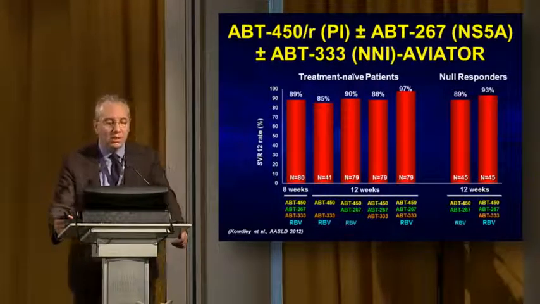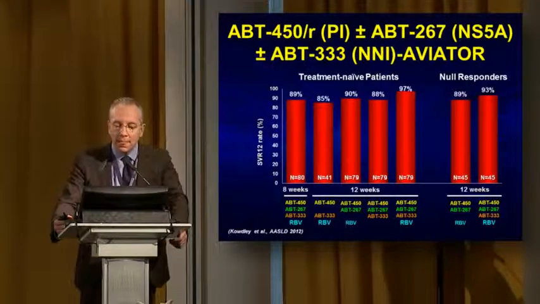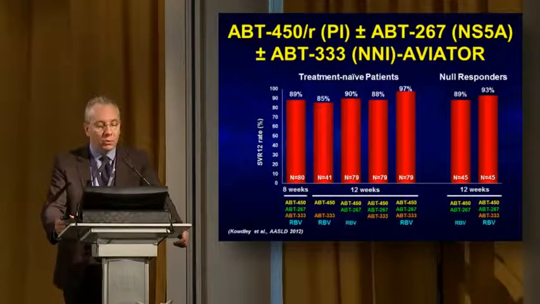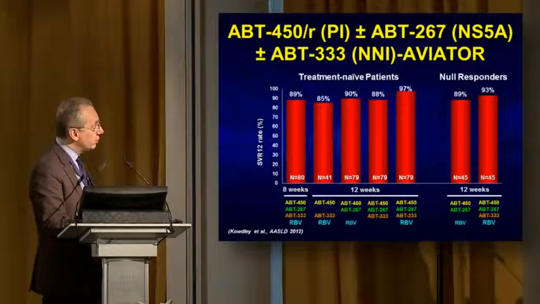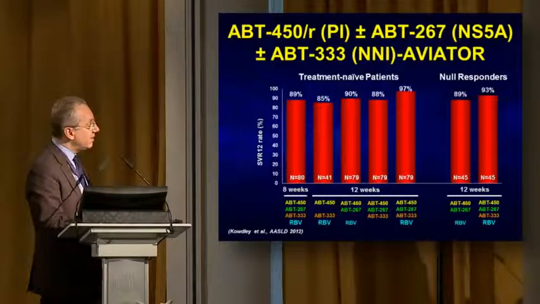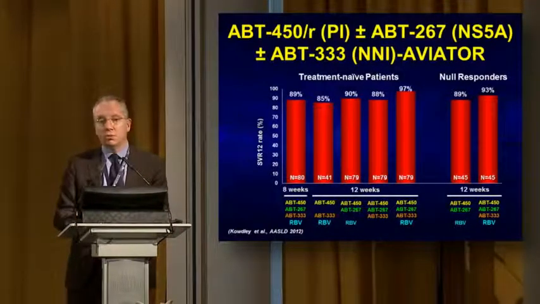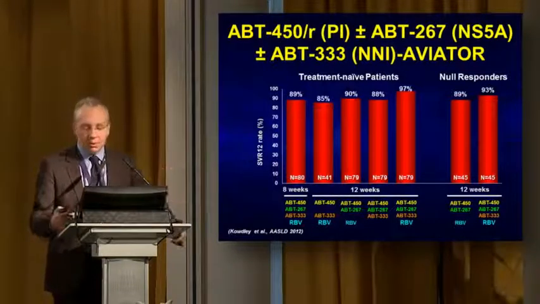This is a triple combination that AbbVie is developing with ABT450, the protease inhibitor, ABT267, the NS5A inhibitor, and ABT333, the non-nucleoside inhibitor, the Aviator study. And you can see here that if you use these drugs all together with ribavirin, the SVR rate is 97% in treatment-naive patients. It's 93% in non-responders. Again, with such high rates of response, there is no need to monitor the response. There is no need to decide what to do on treatment. You just treat your patient, you wait, and you will have a very small proportion of patients who will fail on therapy.